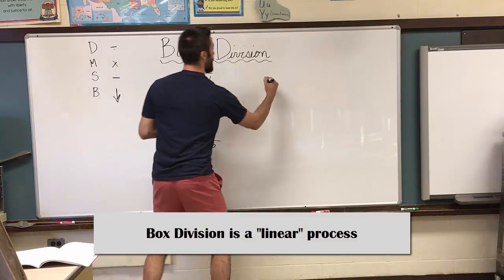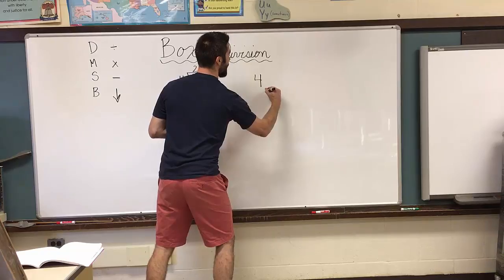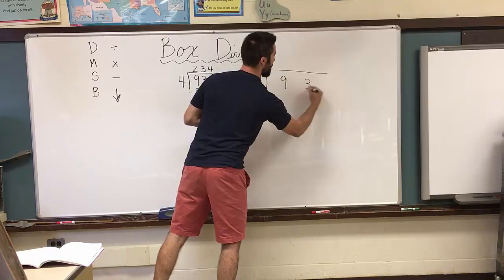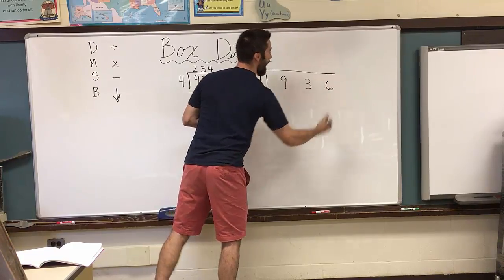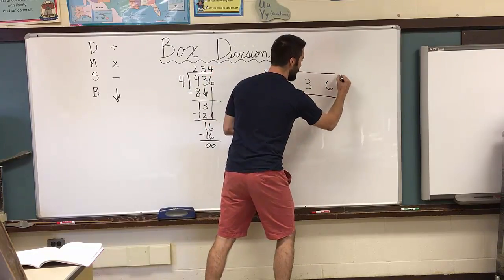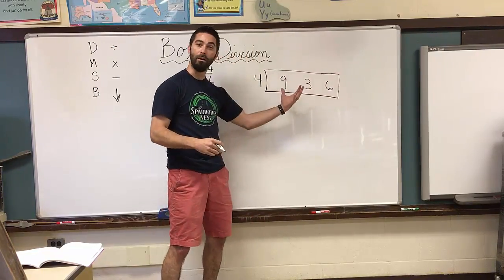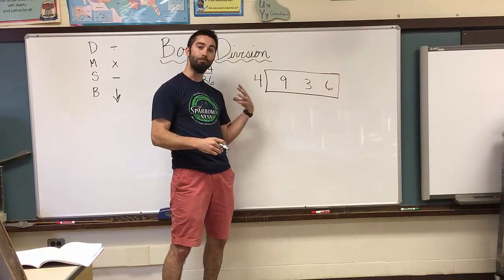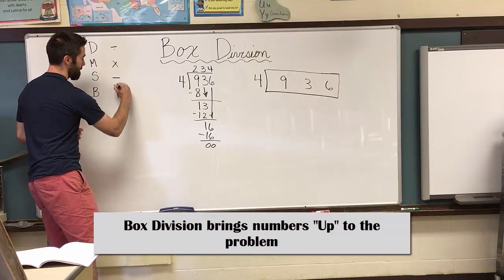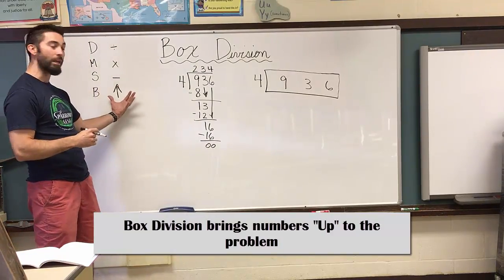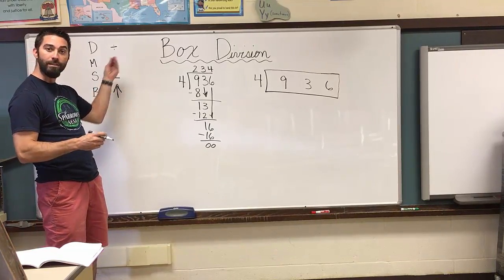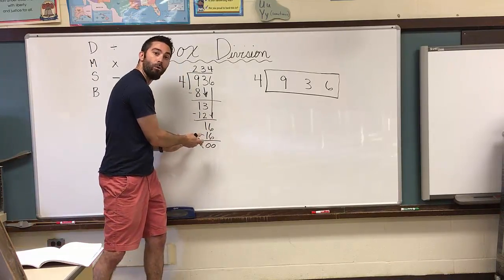So here we have 4 going into 936. Now if you see, I have it much more separated. And that's because I'm going to be putting it into a box. And what's going to happen here is I'm going to be dividing into this number and bringing up instead of down. So that's the only thing we're changing. And we're creating this in a more linear fashion, so that way all the numbers start coming up instead of going down in the old fashion.